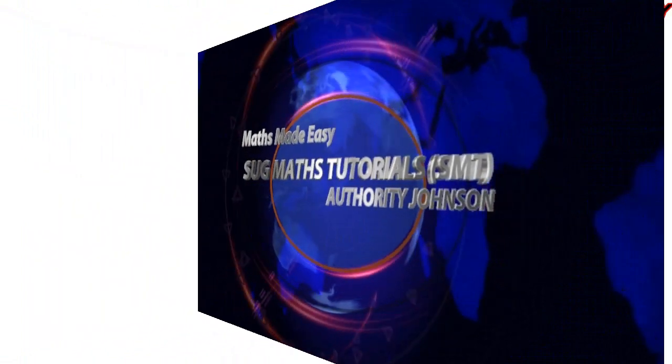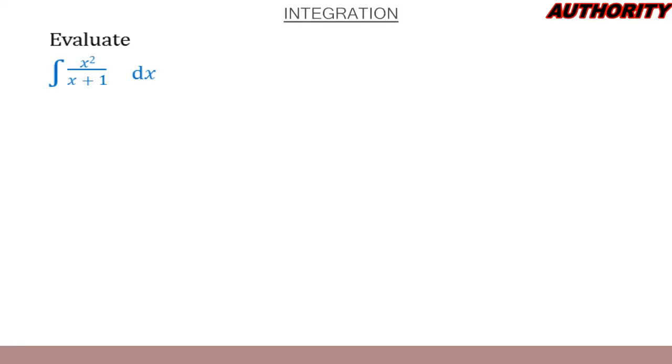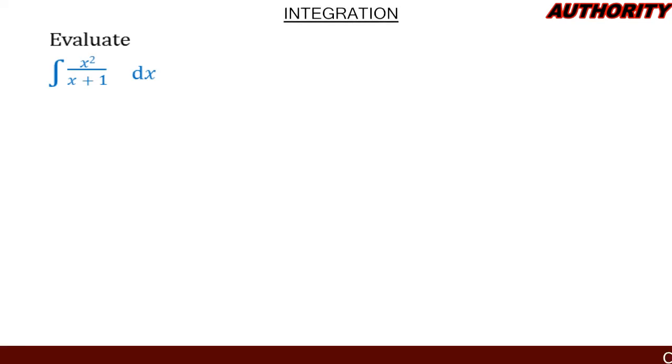All right, you are welcome again. Let's take a look at this question. Evaluate the integral of x squared all over x plus 1 dx.